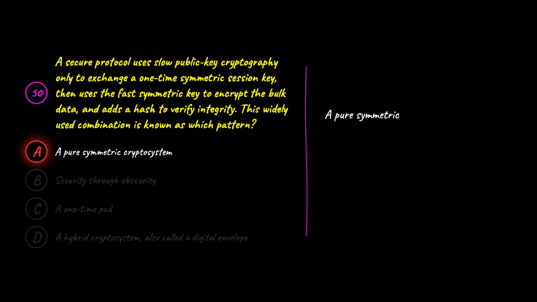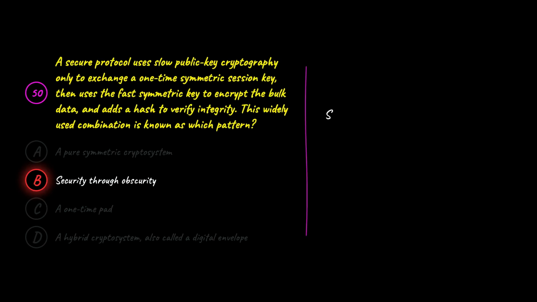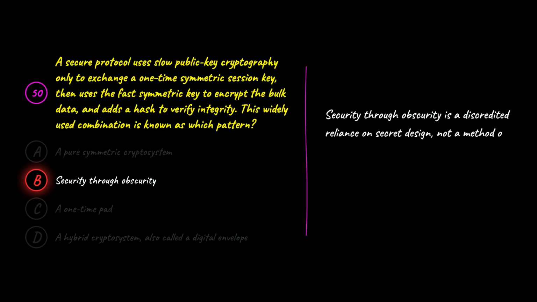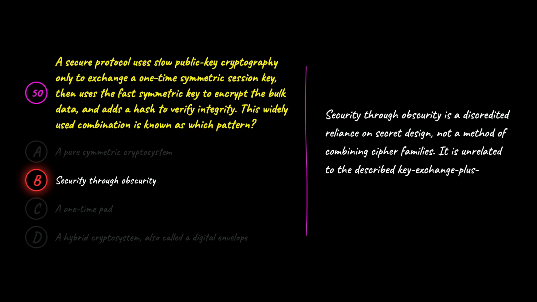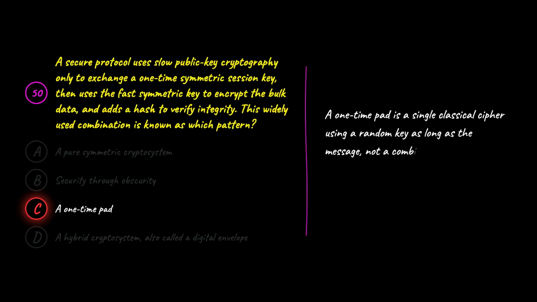A is wrong because a pure symmetric cryptosystem would not use public key cryptography to exchange the session key, yet the scenario explicitly does. The combination of both families is what defines a hybrid system. B is wrong because security through obscurity is a discredited reliance on secret design, not a method of combining cipher families. It is unrelated to the described key exchange plus bulk pattern. C is wrong because a one-time pad is a single classical cipher using a random key as long as the message, not a combination of asymmetric and symmetric crypto. It does not describe the hybrid pattern.